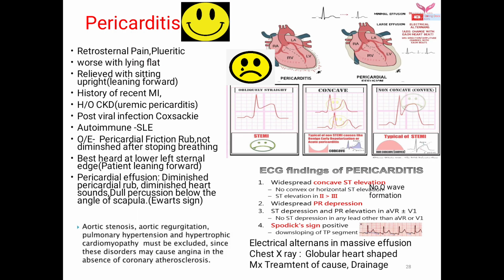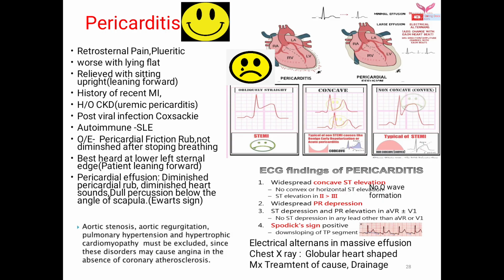Patients of pericarditis will have retrosternal pain, pleuritic, worse with lying flat. It is relieved with sitting upright. The patient will have a history of CKD, post-viral infection like Coxsackie, autoimmune disease like SLE can present with pericarditis. Examination findings will be pericardial friction rub, not diminished after stopping breathing. Best heard at the lower sternal edge, patient leaning forward.